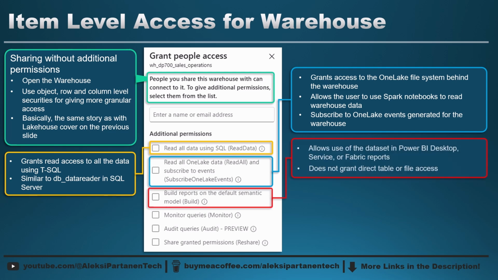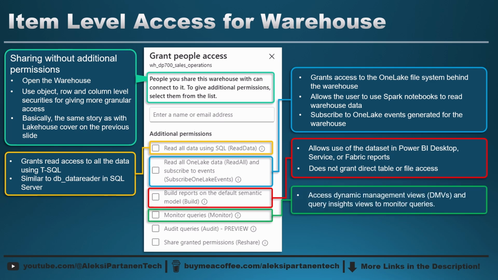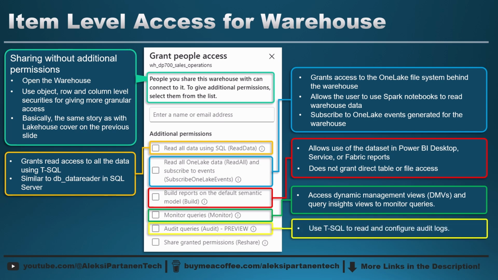Then we have build reports on the default semantic model. Just like in the lakehouse, this gives access to the dataset through tools like Power BI Desktop and Power BI Service. It doesn't give direct access to the database tables or files. It works only through the semantic model. Next is the monitor permission. This gives access to dynamic management views, often called DMVs, and query insights, so that users can monitor queries running in the warehouse. Then we have the audit permission. This allows access to audit logs using T-SQL so that you can investigate who did what inside the warehouse.